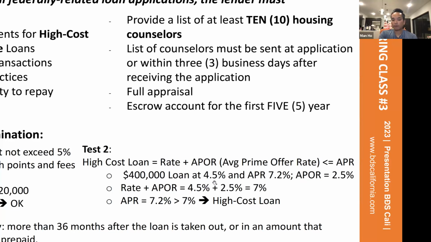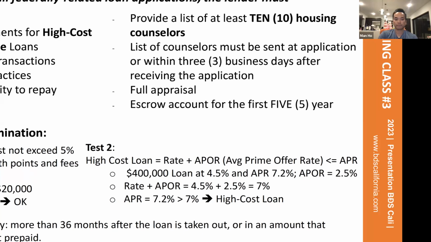Okay, 4.5 plus 2.5 equals 7%. The APR of 7.2 is greater than 7%. So this loan with the APR of 7.2 is considered a high cost loan. Okay, so that's test number 2 to see if a loan is a high cost loan or not.